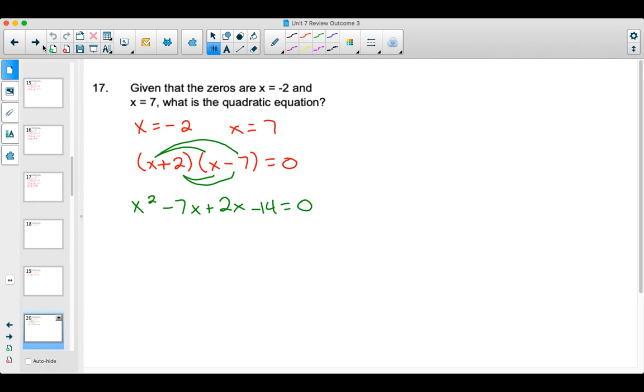Next, we combine our like terms again. And we have x squared minus 5x, because -7 plus 2 is -5. Minus 14 equals 0. There we go.